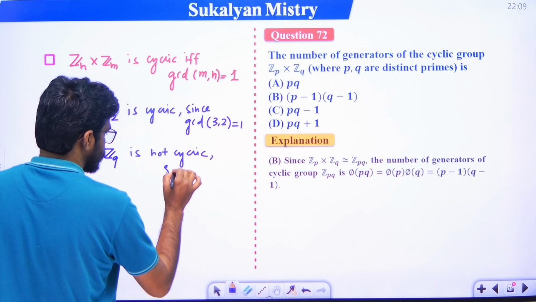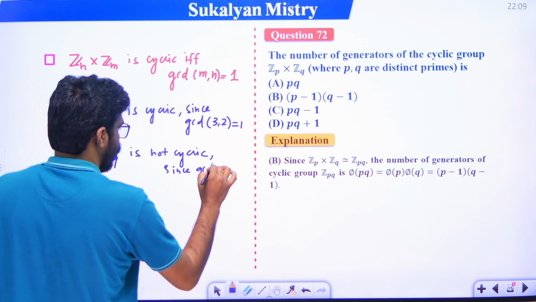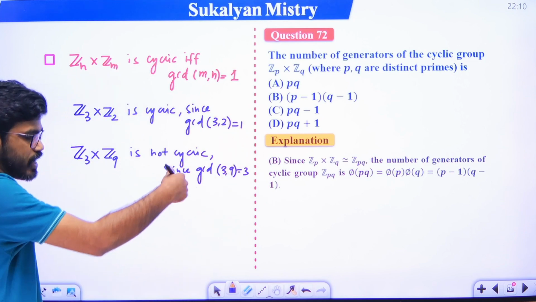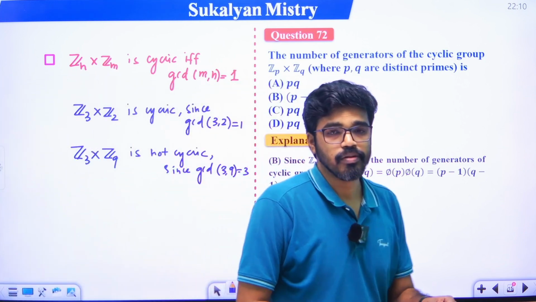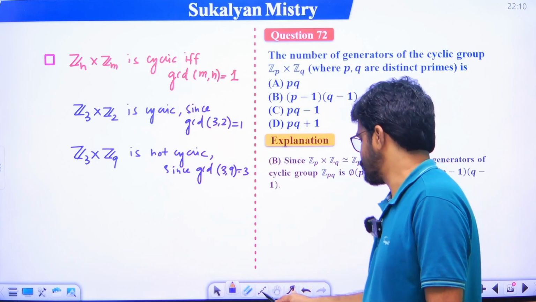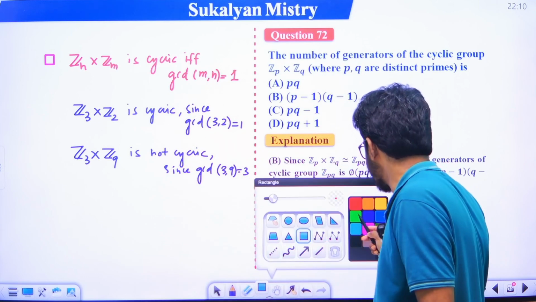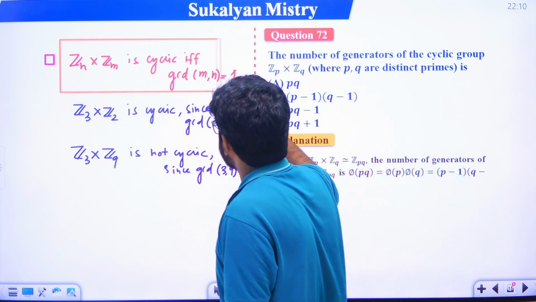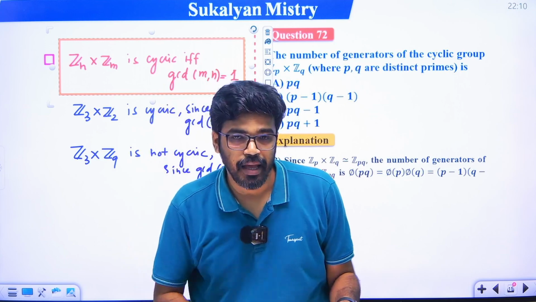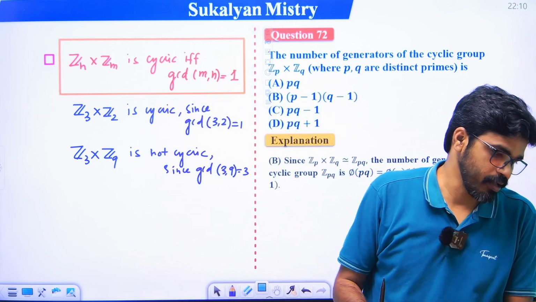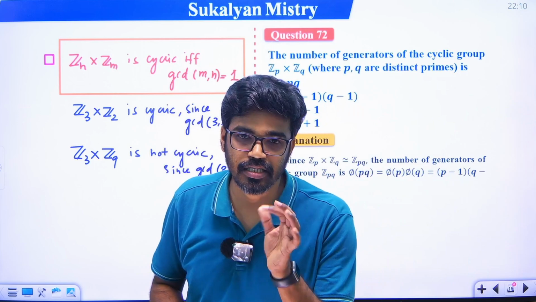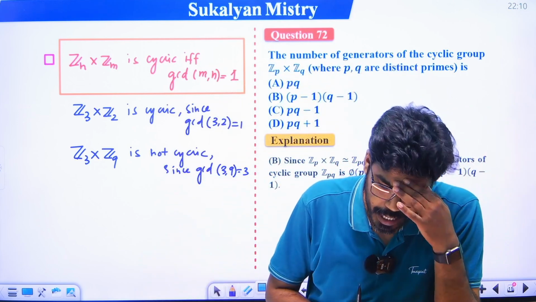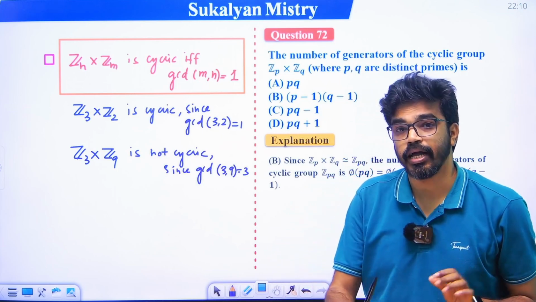Why is this not cyclic? Since GCD of 3 and 9 is 3, which is not equal to 1, that is 3 and 9 are not relatively prime. So it is a very, very important result that Zm cross Zn is cyclic if and only if m and n are relatively prime.